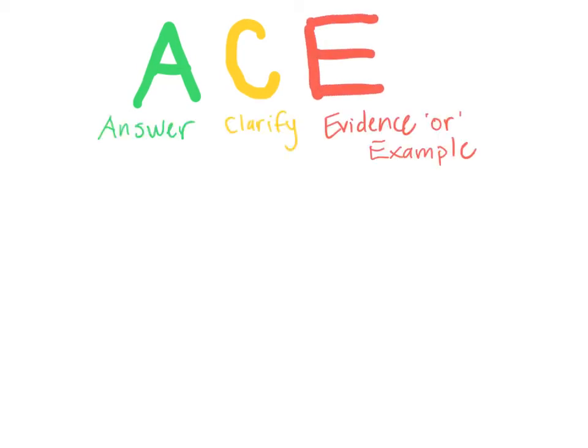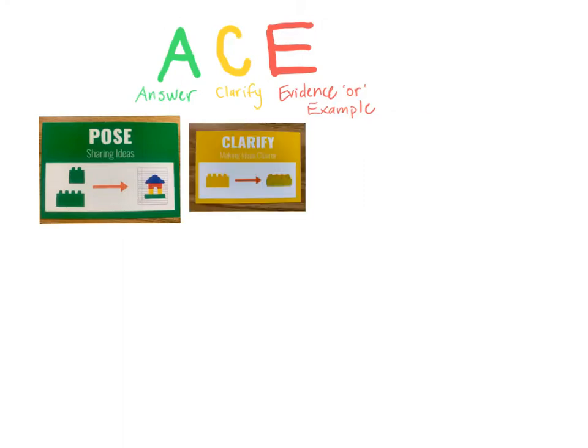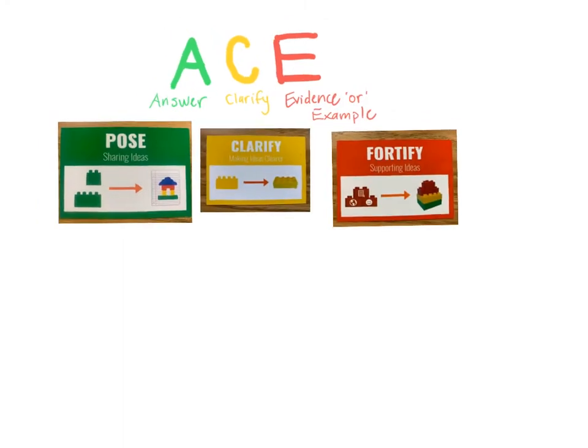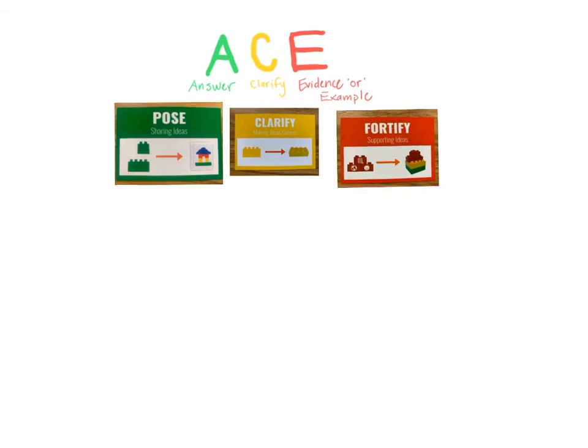So we're going to be looking at the ACE strategy, or the ACE structure, for answering questions or prompts. It stands for answer, clarify, evidence or example. This is the way that we break down answers for all of our prompts and questions. Let's go over that right now.